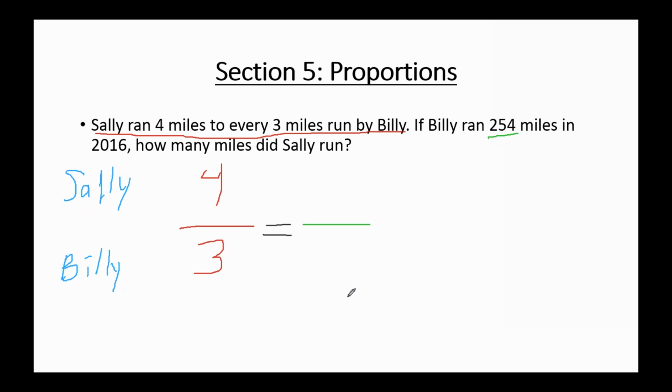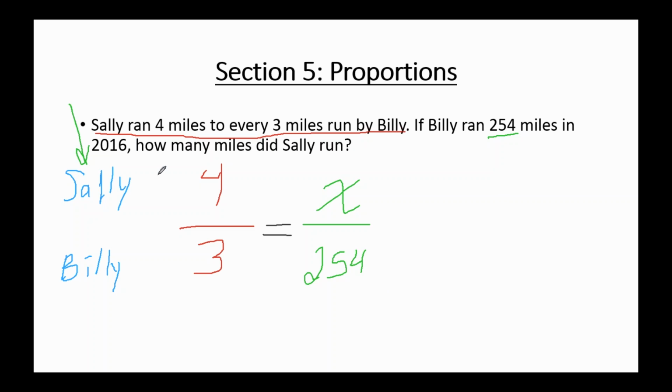Is that going to go on the top or the bottom? Based off people's answers, on the bottom, because it's Billy, and we're trying to find out how many miles Sally ran. So the majority of the time when we're playing with proportions, you're going to have to set it up first before you can solve it. The solving is the easy part. The setting it up is what sometimes tricks people. And if you are a visual person, you might want to get your words off to the left so that you can see exactly what goes where.